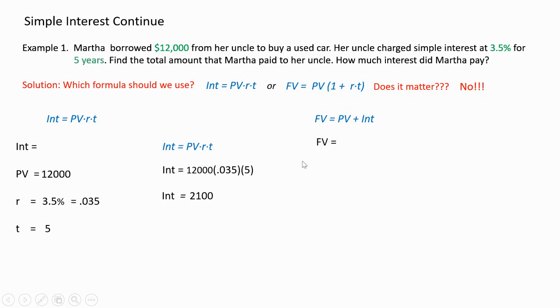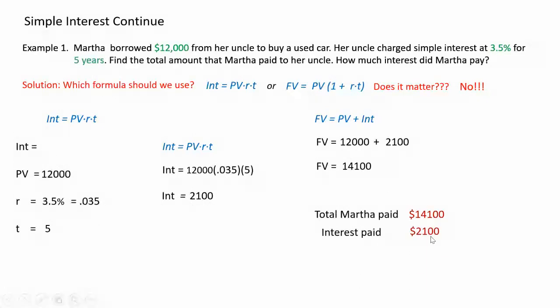Now if we use a future value, so we use this formula here. So now we're going to use this formula to find the future value, because future value is equal to present value, the value that you borrowed, plus the interest. That's my present value, and that's my interest that you have to pay extra. So the future value is 14,100. How much interest did Martha pay? Total Martha paid was 14,100. Interest paid is going to be 2,100.